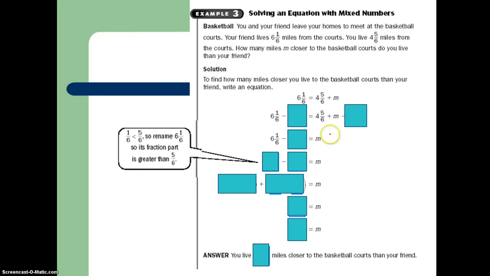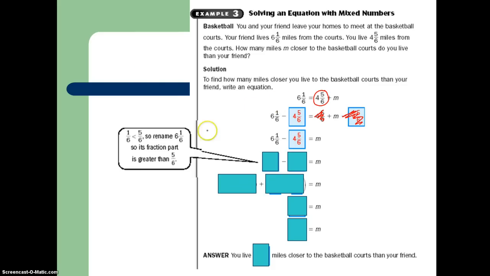Here's the equation you're going to use. First of all, let's move the positive 4 5/6 by subtracting it from both sides. The 4 5/6 on the right side cancel, so you're left with them. Now you need to simplify the left side.